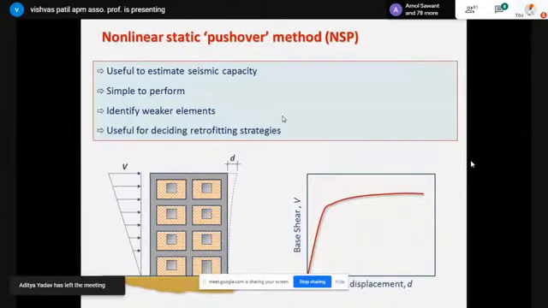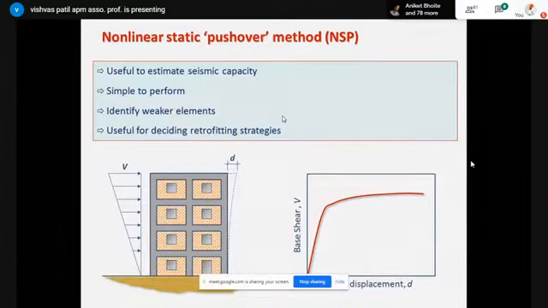With gradually increasing lateral load, further elements, which are stronger than the first weaker ones, will fail. So the sequence of failure can be identified by using the pushover analysis method. This method is very useful for deciding the retrofitting strategy. To decide the retrofitting strategy, there are two approaches: whether the building requires retrofitting at the local level only or at the global level.